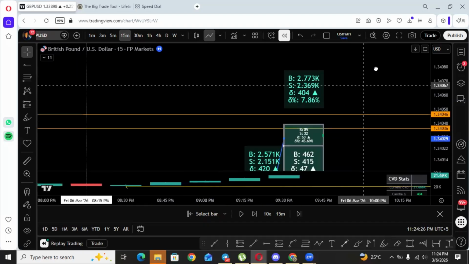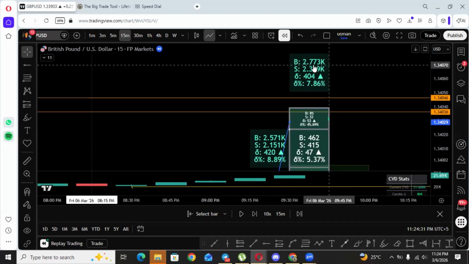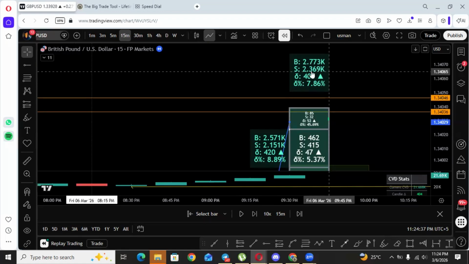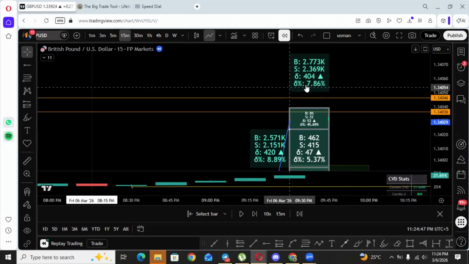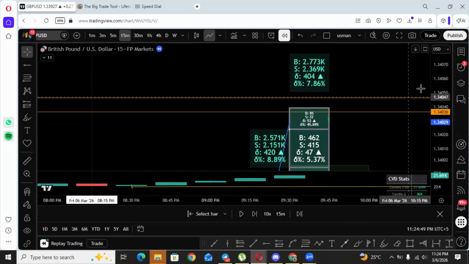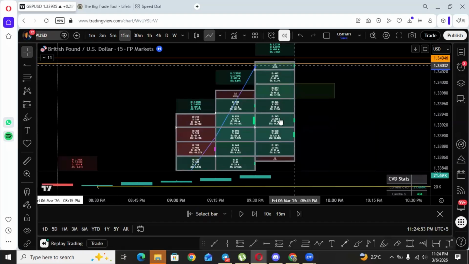have this overall candle delta. There were 2.773K buyers in this candle, and there were 2.369K sellers in this candle, and delta was 404 at this point, positive, and the delta percentage was 7.86. Just to give you an understanding that buyers were strong and more in this candle.